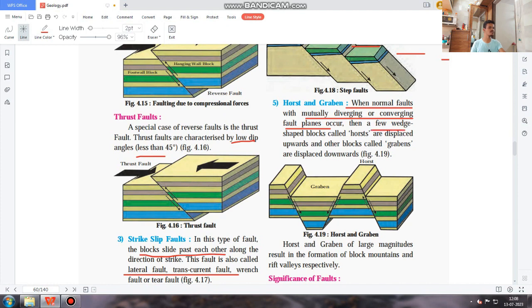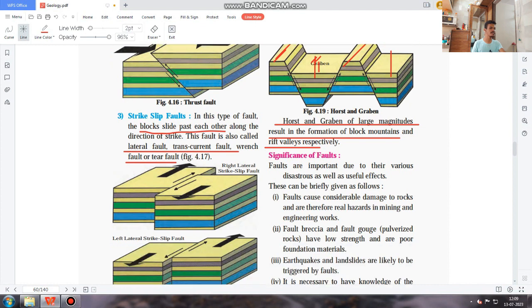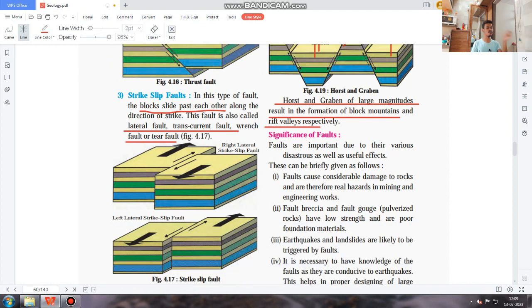Horst and Graben: when normal faults with mutually diverging or converging fault planes occur, a wedge-shaped block called Horst is displaced upwards. The Horst is always on top, Graben is always down, like crest and trough. Horst and Graben of large magnitude result in formation of block mountains and rift valleys. If a Horst is present over here, it will be a mountain, and the Graben down will be a valley.